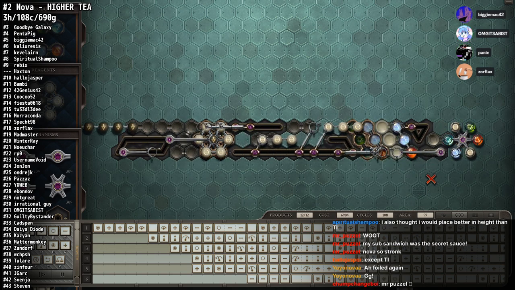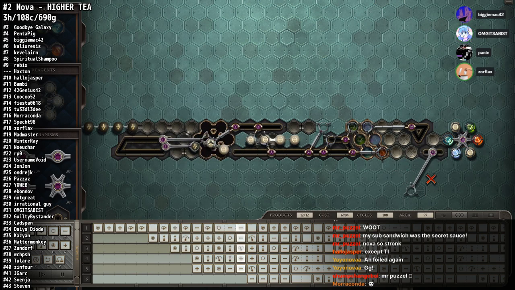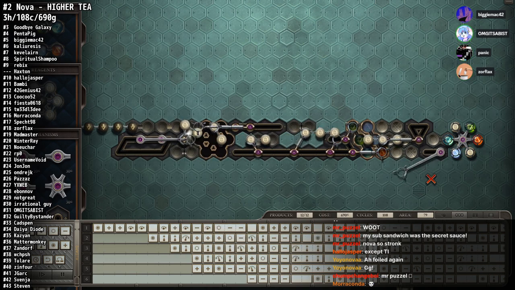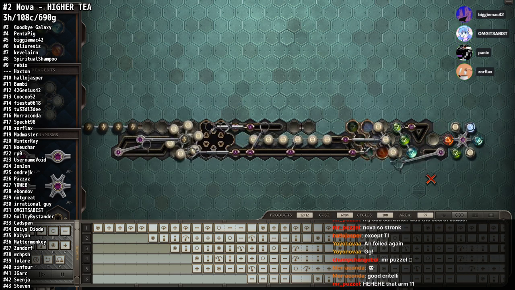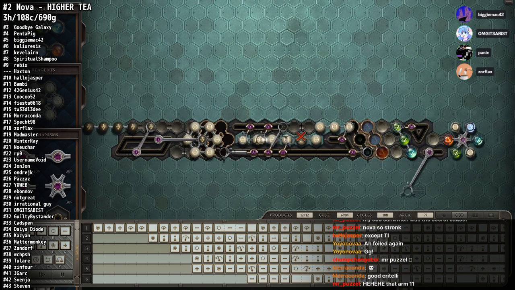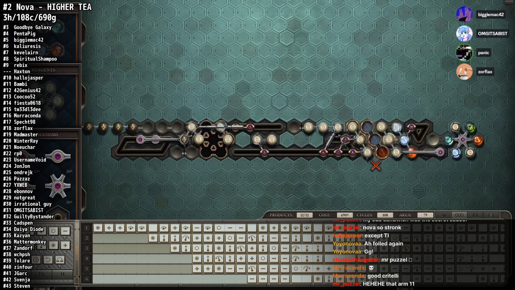This is also remarkably simple, actually. It's a bit more complex than Goodbye Galaxies, but yeah. It's able to move through here very easily because there's no arms. There's like a clean path through.